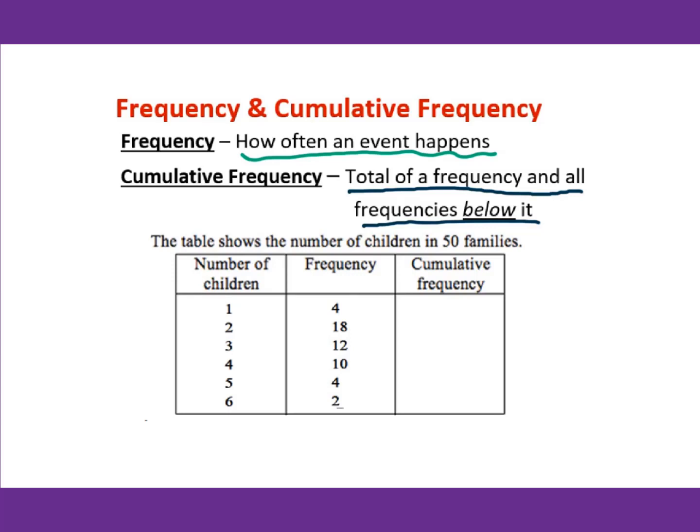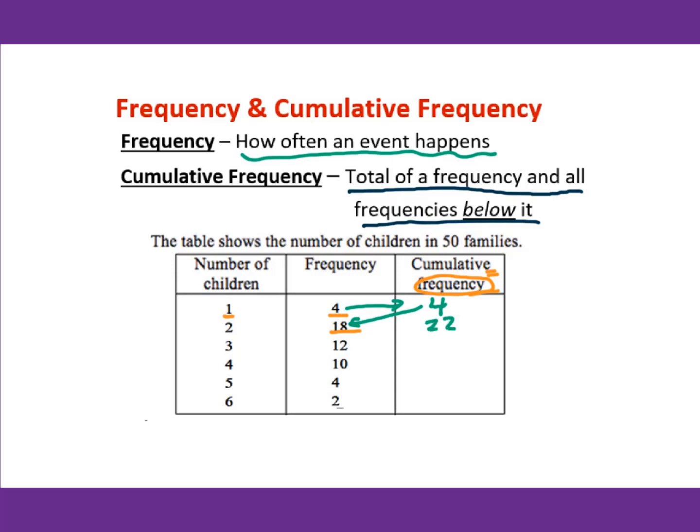The table shows the number of children in 50 families. From this table, we know 4 families have 1 child, 18 families have 2 children, and so on. For the cumulative frequency, think about cumulative as meaning add them up. Therefore, the first frequency you stay. You keep adding. This is 18.